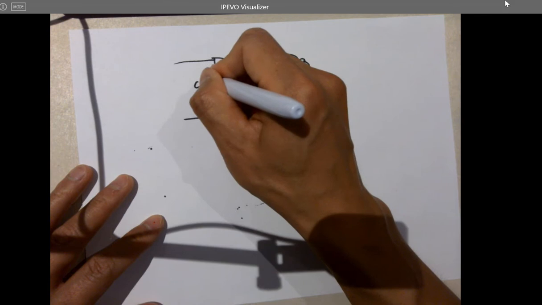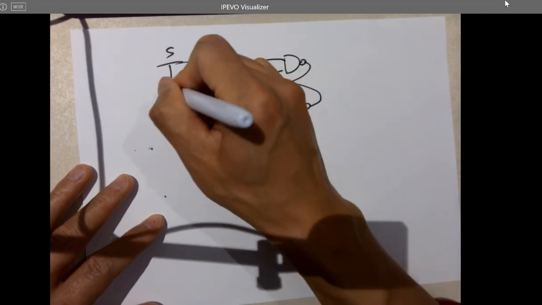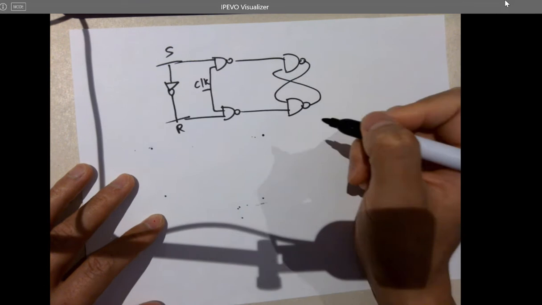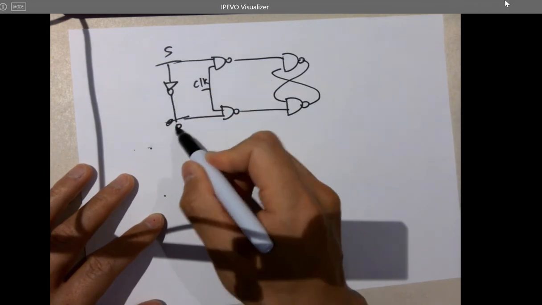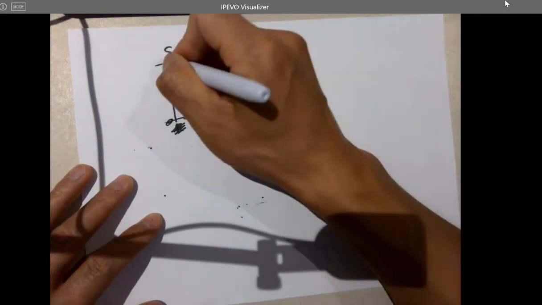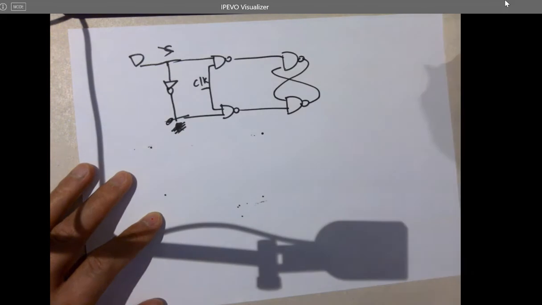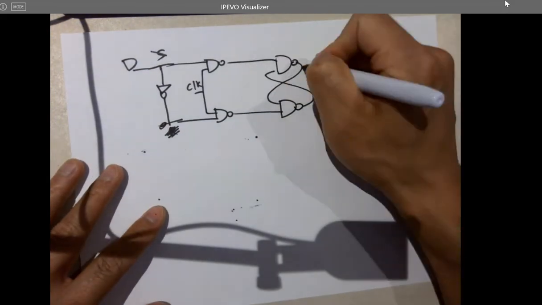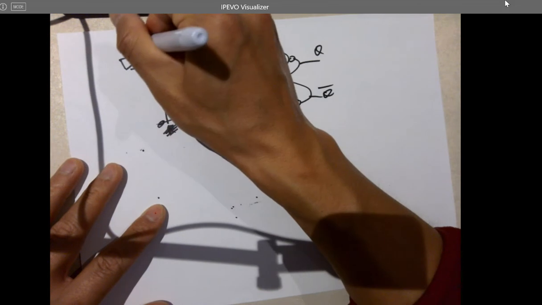So here's a clock. Here's SR, right? And D flip-flop is just inverting S and outputting the inverted result to R. So we don't need R anymore because it just needs one input. And you now call it D, but not S. The reason we call it D is because it's data.